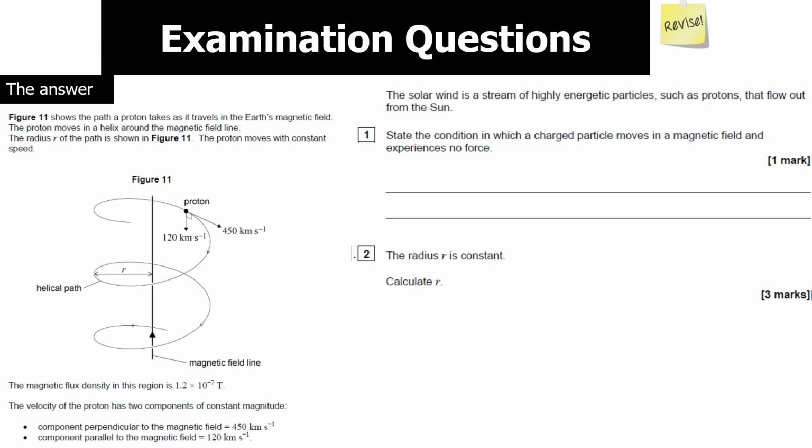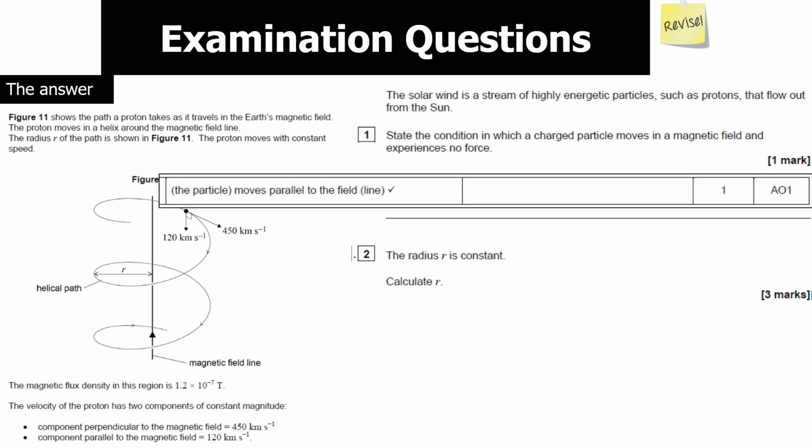So how do you know it's experiencing no force? Well, in a magnetic field, a charged particle experiences no force if either it is stationary or it's moving parallel to the field line. So because it's moving, it must be moving parallel to the field line.